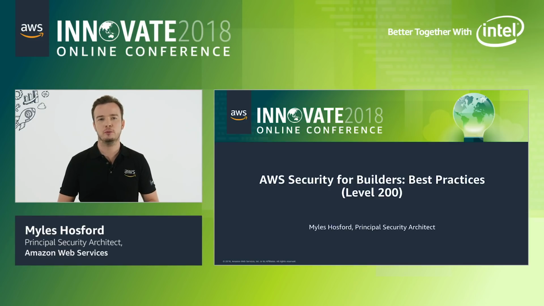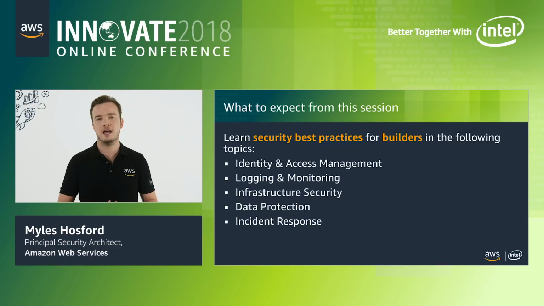In this session, we will explore how builders like you can implement the most common AWS security best practices that allow you to be agile and innovative at the same time as maintaining a high security posture. We are going to explore the 5 most common domains of security. This includes identity, logging and monitoring, infrastructure security, data protection, and incident response.